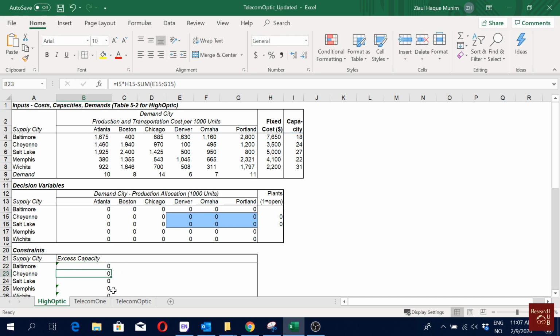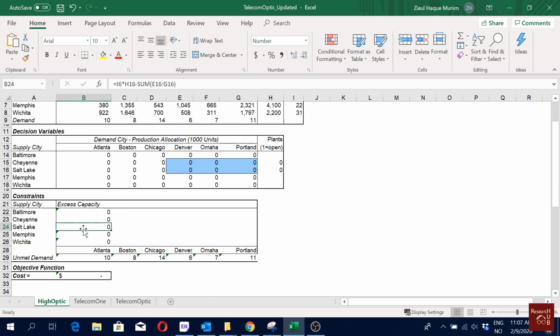We can see this for the 2 locations that are important at the moment. Here you see we have I5 multiplied with H15, and then we deduct the sum of this demand. That's how it is for all the capacity locations.